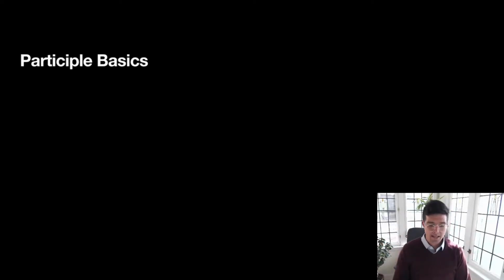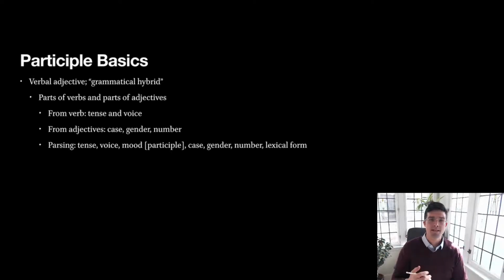So the basics of participles. A participle is what is called a verbal adjective. David Allen Black calls this a grammatical hybrid. As a verbal adjective, participles take parts from verbs and they take parts from adjectives. That is, the things that you have been parsing about verbs, participles are going to take some of those things. Namely, they're going to have tense and voice. So every participle is going to have tense and voice, just like a verb does. But also, like adjectives, participles are going to have case, gender, and number.